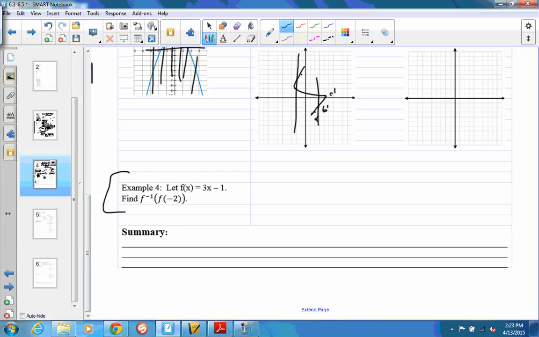Example 4. Let f of x equal 3x minus 1. Find the inverse of f of negative 2. So what's the first step I need to do for this problem? Plug in -2 for the function. Good. You can actually do it one of two ways. First thing you can do is evaluate f of negative 2. Then what will you have to do? Put that in for the inverse and solve. Yeah, but you're going to have to find the inverse, aren't you? Or you can find the inverse and plug in negative 2. Either way, find the inverse, evaluate f of negative 2, and finish the problem. On your own. Go.